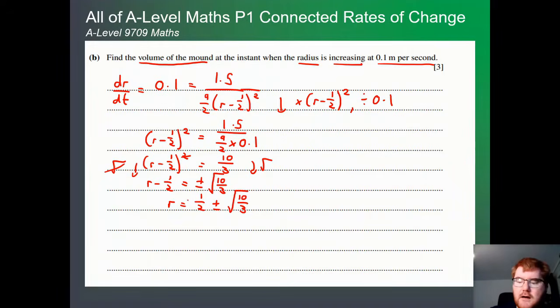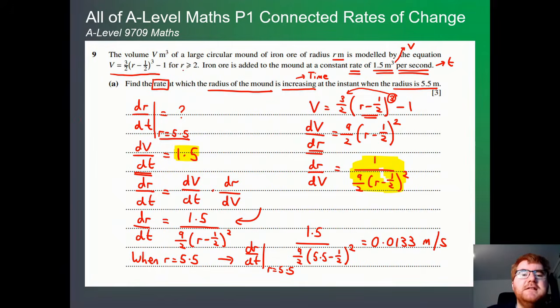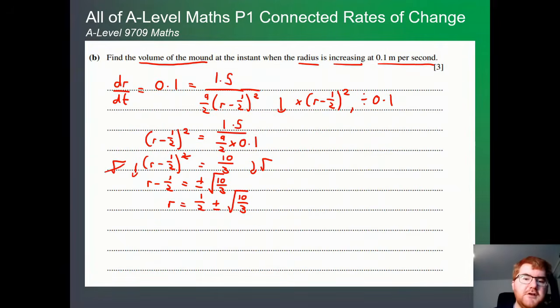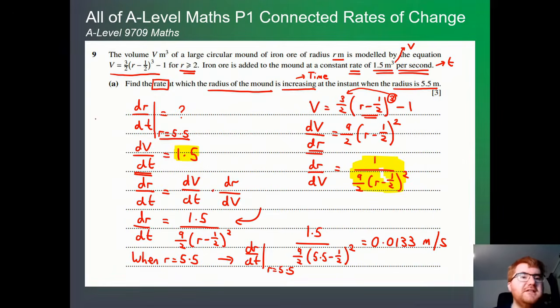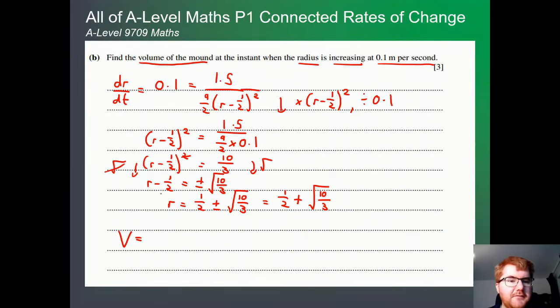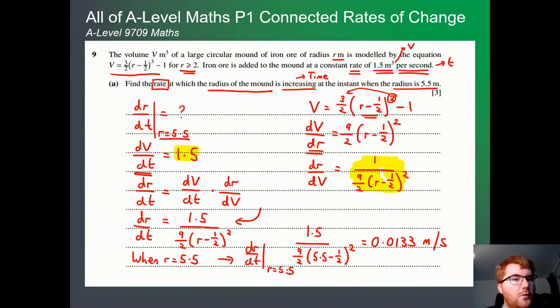Now remember, r, we're told in the question, needs to be greater than or equal to 2. So we need to take the positive version only. So a half plus the square root of 10 over 3. We haven't finished the question here because we need to work out the volume. Now remember, we had that formula right at the start. So this one here. So 3 over 2 r minus a half all cubed minus 1.